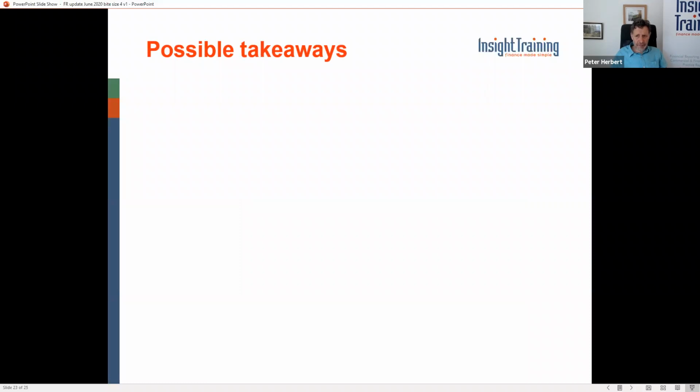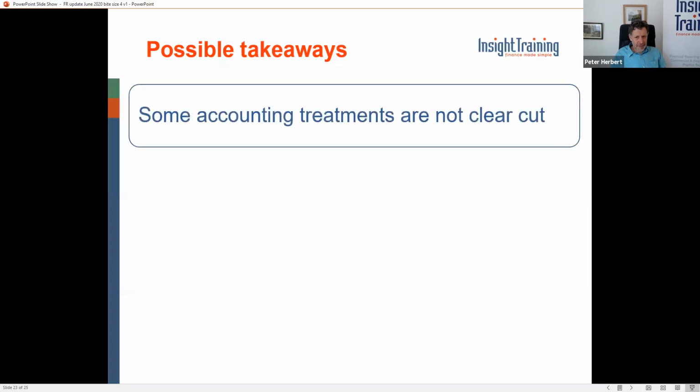Okay, so we've done a few different considerations there around the accounting aspects of some of the different facets of government and other aid. Just a few final takeaways to finish off the session, if I could. So yes, some accounting treatments, as we've seen in relation to some of those loan support schemes and maybe the rent modifications, are not absolutely clear cut.